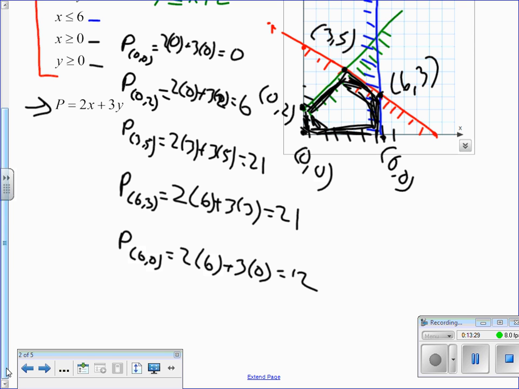Where do I have a minimum? 0, 0. What is my minimum? I have a minimum of 0 at 0, 0, because that's my smallest P. There's no other smaller value of P.